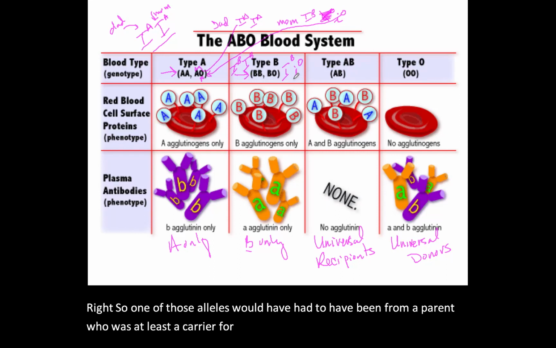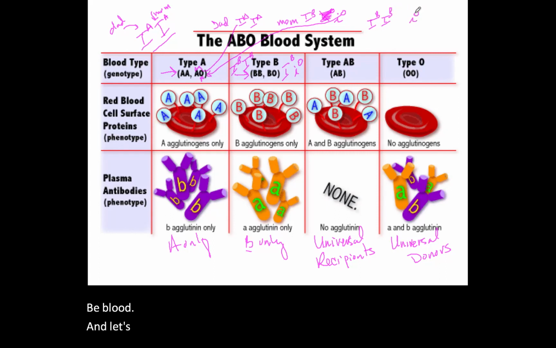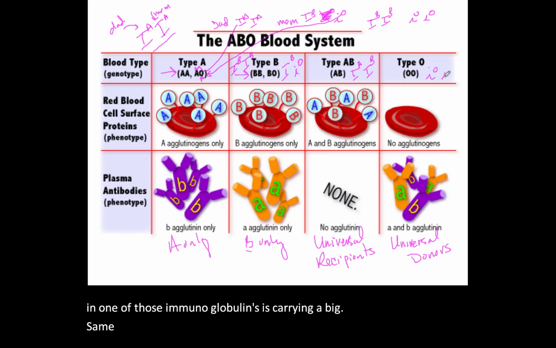Now, if that person was O, so let's say mom was B blood, and let's say dad was O, then in that scenario, that child would be BO. Right? For AB blood, you've only got one choice. One of those immunoglobulins is carrying an A, and one of those immunoglobulins is carrying a B. Same thing right here for O.